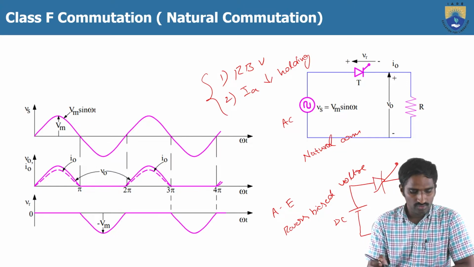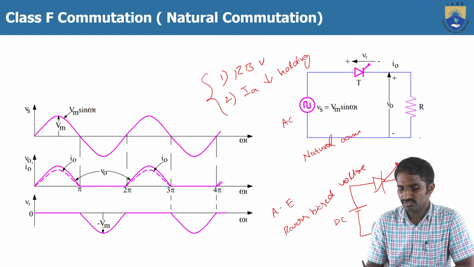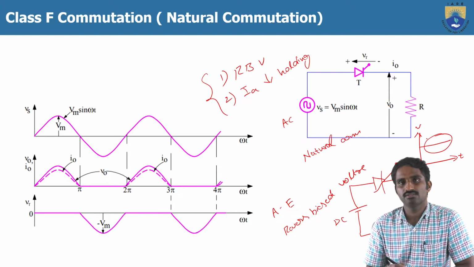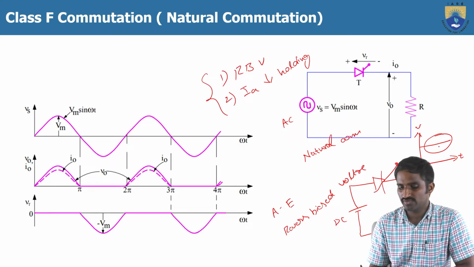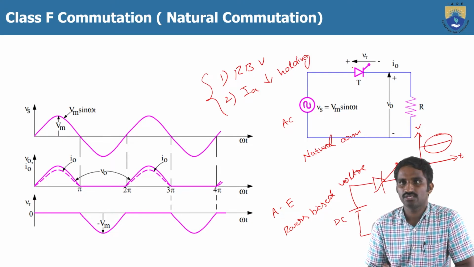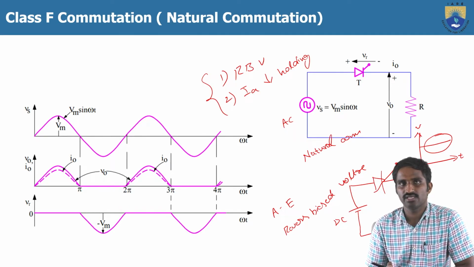Right? So when you consider the supply is a DC, it is always the positive supply, which means it is always the forward biased voltage across the thyristor. So that's why, to get the reverse biased voltage across the thyristor, we are using the different types of commutation techniques, that is class A, class B, class C, class D, and class E.